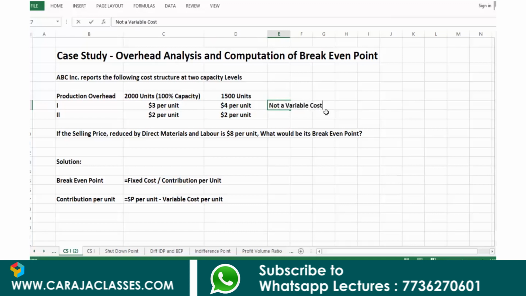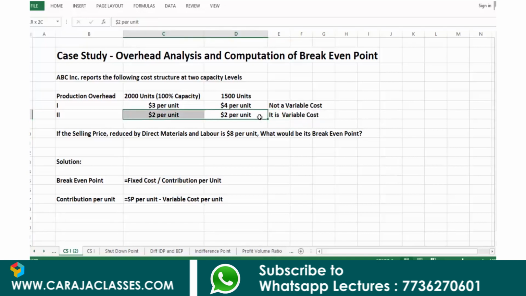So what is variable cost? Variable cost is something where the variable cost per unit will be constant. So look at your production overhead number 2. When your production is 2000 units, the variable cost per unit is $2 per unit, and even when it is 1500 units, it is still $2 per unit. So it is variable cost.